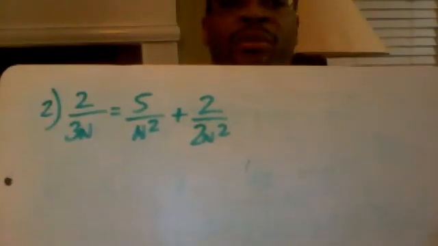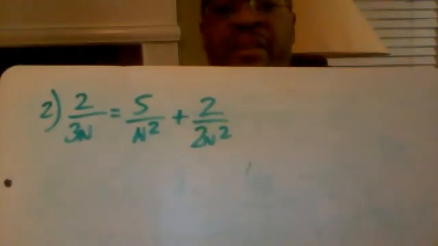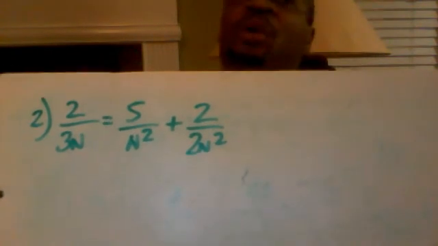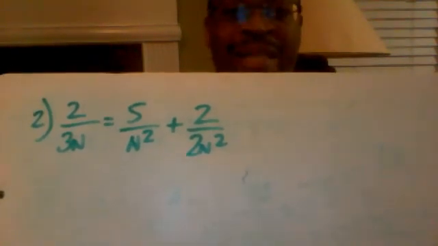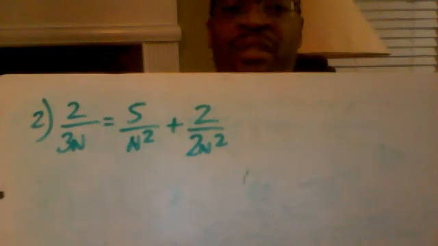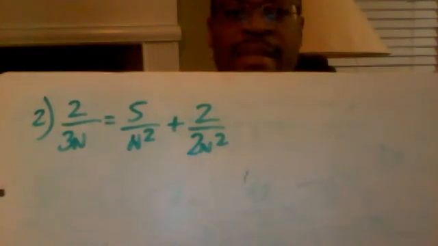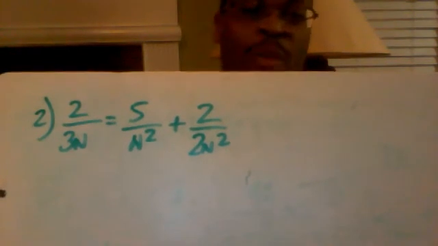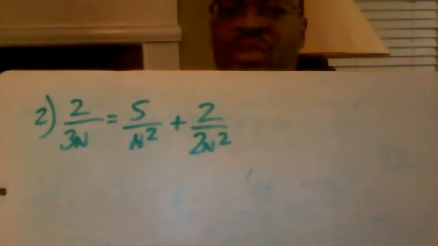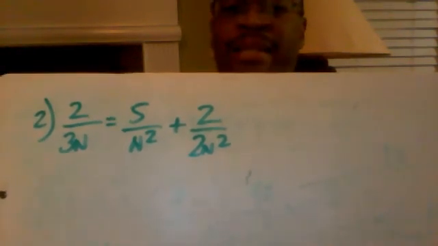Alright, looking at the problem, you should see you have a 3 and a 2 as your coefficients in your denominators. So since you have 3 and 2, you know that the common multiple of 3 and 2 is 6. So that's the first part of your GCF, 6. And then you want to look at your highest exponent. You have n squared, so you want to take that. So your GCF for this problem is going to be 6n squared.